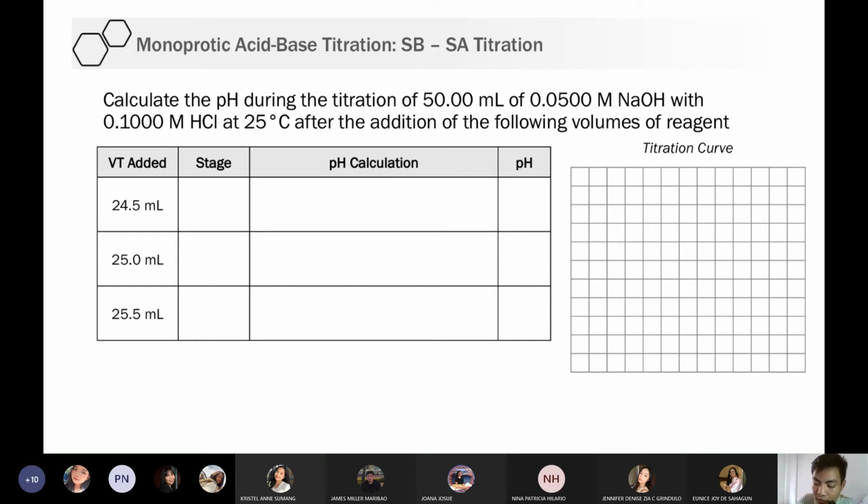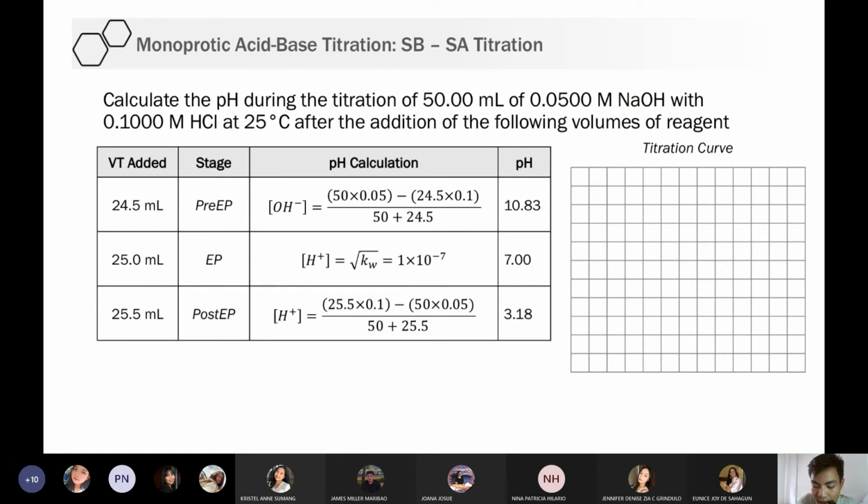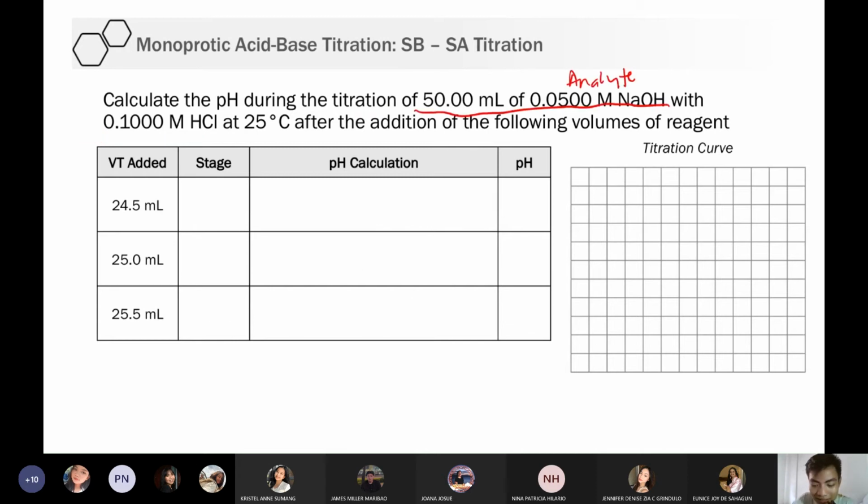Also, sabi ko rin kanina, kung ano yung binanggit na una, yun yung analyte. And yun na huli, yun yung titrant. So, wag na kayo malito, ha? Yung unang sasabihin, yun yung analyte. Ay, lumabas na yung sagot. Ito yung titrant. Okay? So, yan.